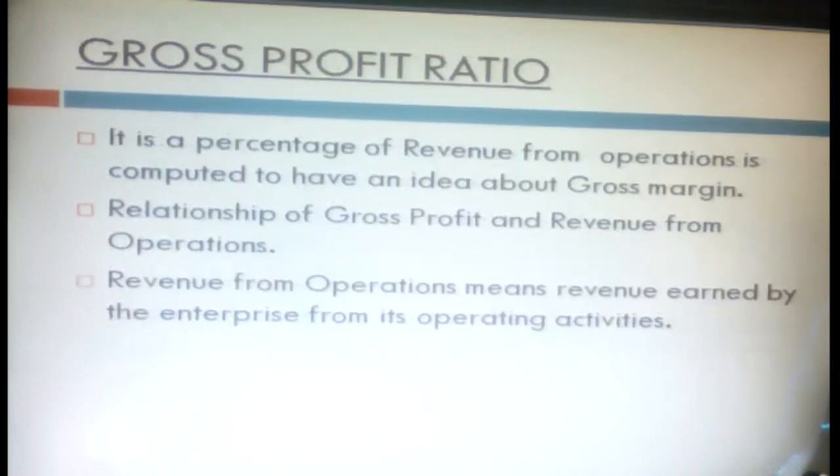So first, what is the gross profit ratio? It is a percentage of revenue from operations, computed to give an idea about gross margin. It is the relationship of gross profit and revenue from operations. When you prepare final accounts, the trading account gives you gross profit, correct? The information involved there is purchases, direct expenses, opening stock or closing stock, and sales. Revenue from operations means revenue earned by the enterprise from its operating activities.